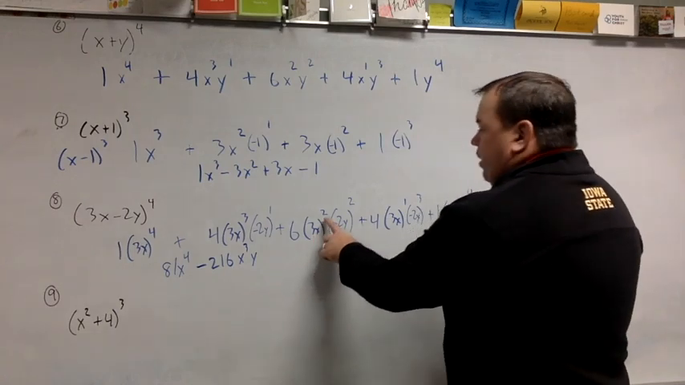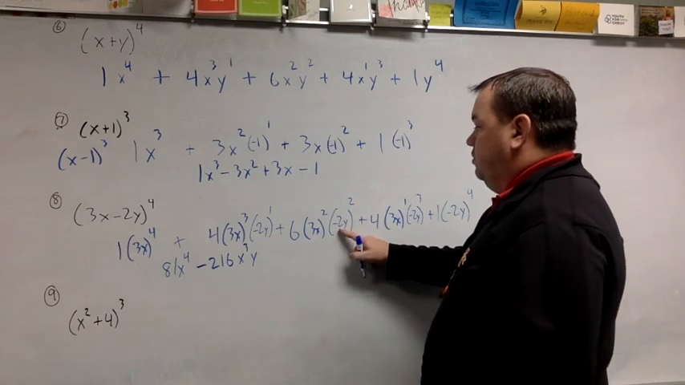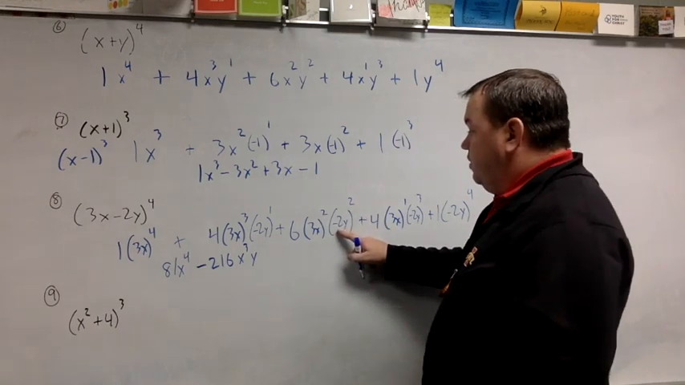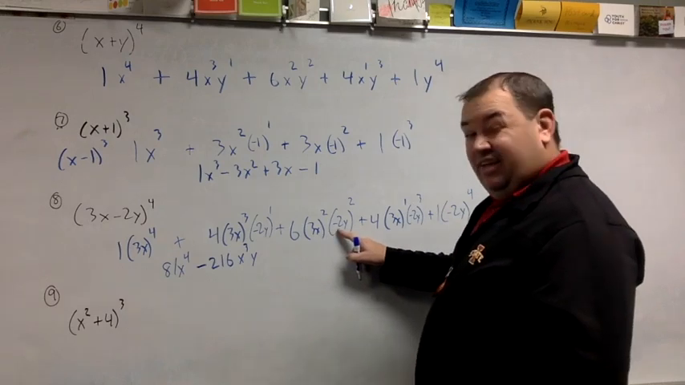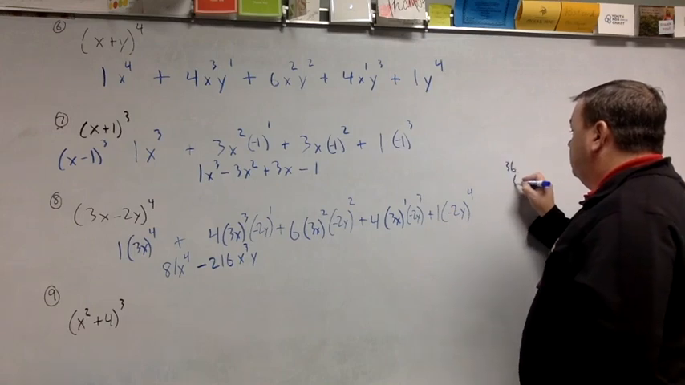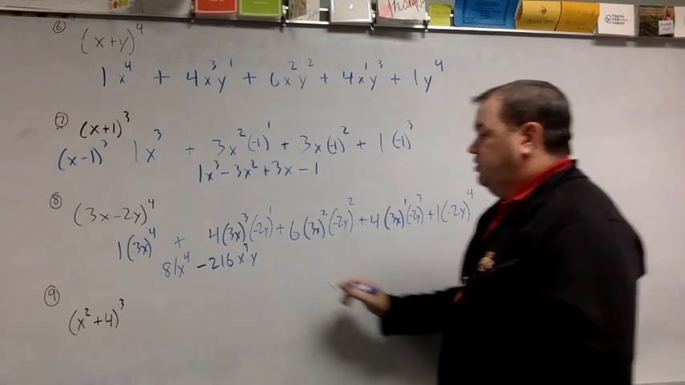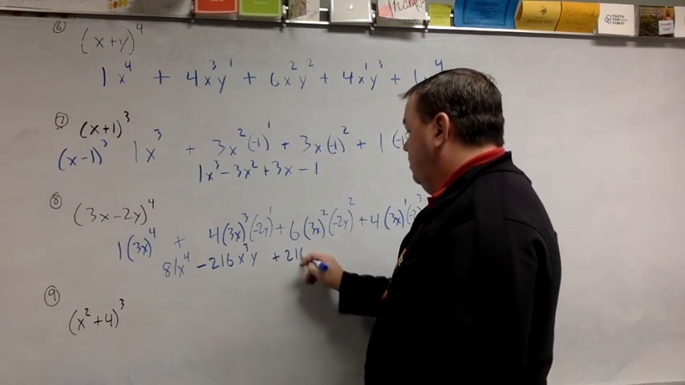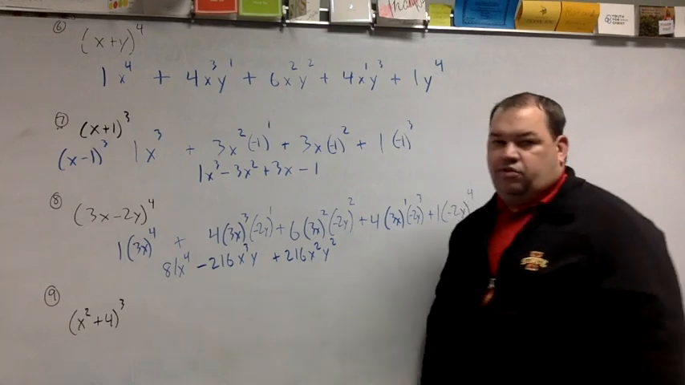Here I have a 3 squared, that's 9. Here I have a 2 squared, that's 4. The negative takes care of itself. So 9 times 4, that's 36. And a 36 times 6, that gives me 216 x squared, y squared. Just a coincidence that they're the same.